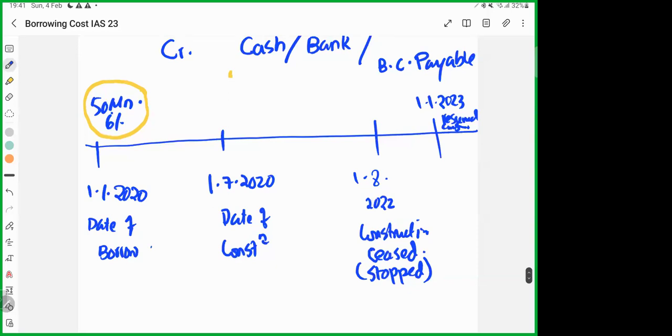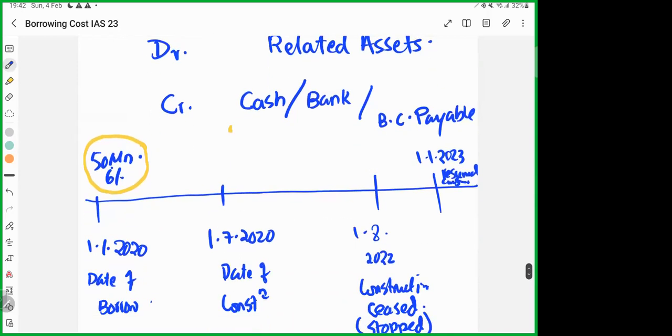See the scenario. Bank gave me money on 1 January 2020, but I started construction on 1 July 2020. So that's 6 months. Now first of all, we need to see if this is for a qualifying asset. And do you see that construction is continuing still 1 January 2023? We got the loan on 1 January 2020, and as on 1 January 2023, still the construction is continuing. So that means it takes a substantial time for the construction. Is it very clear? Yes, it's clear.